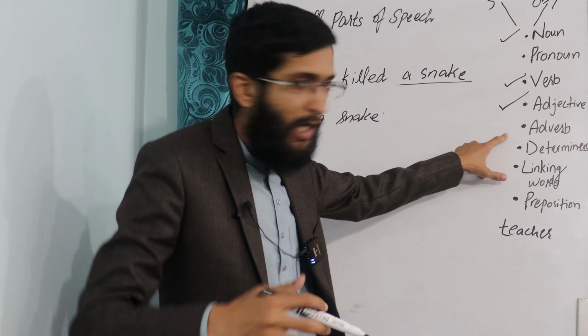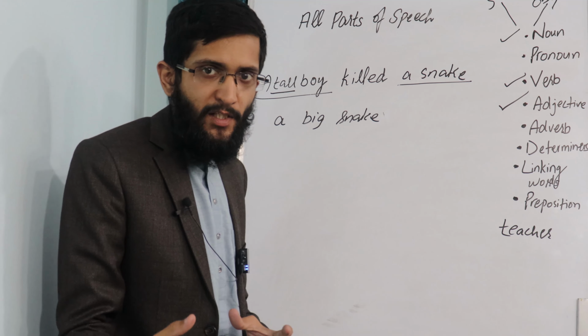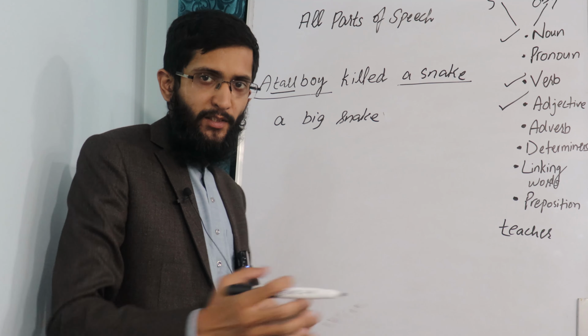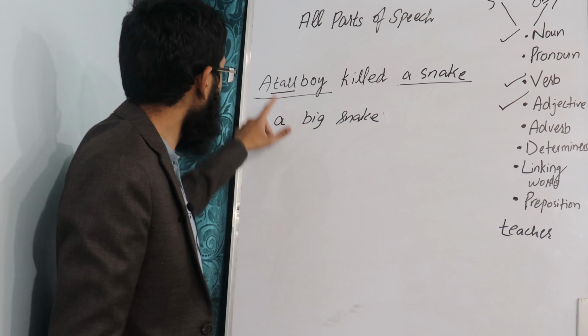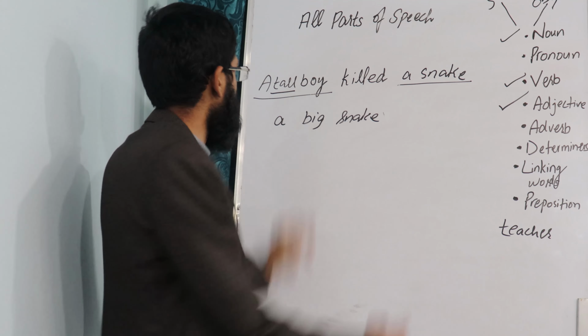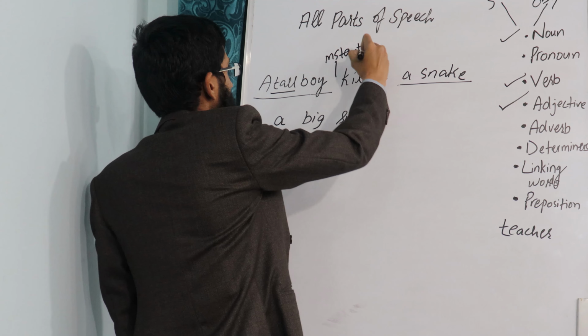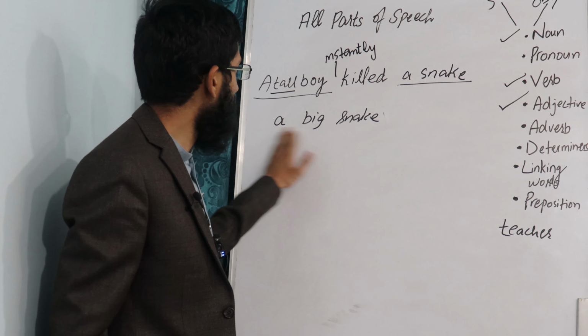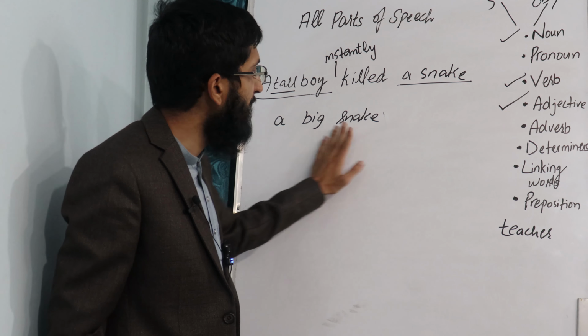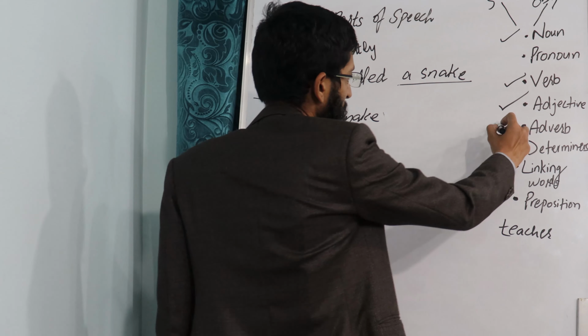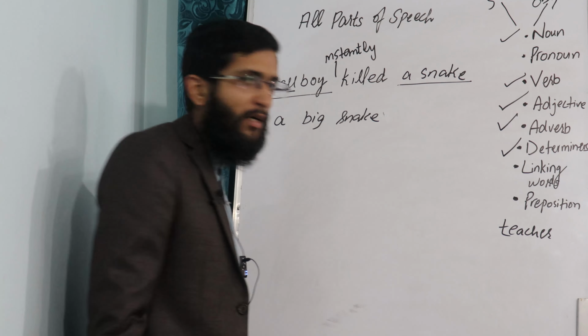Now you need an adverb. How did he kill? He instantly killed. He bravely killed. He quickly killed. A tall boy instantly killed a dangerous snake, or killed a big snake. Adverb, okay.